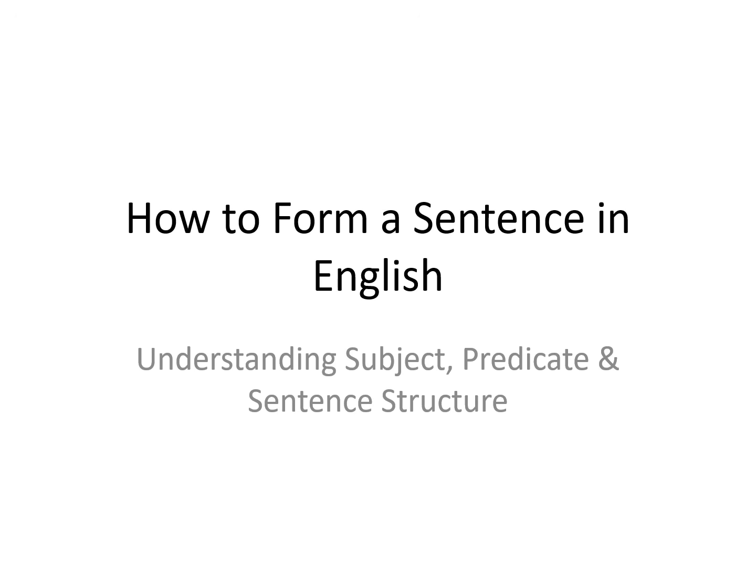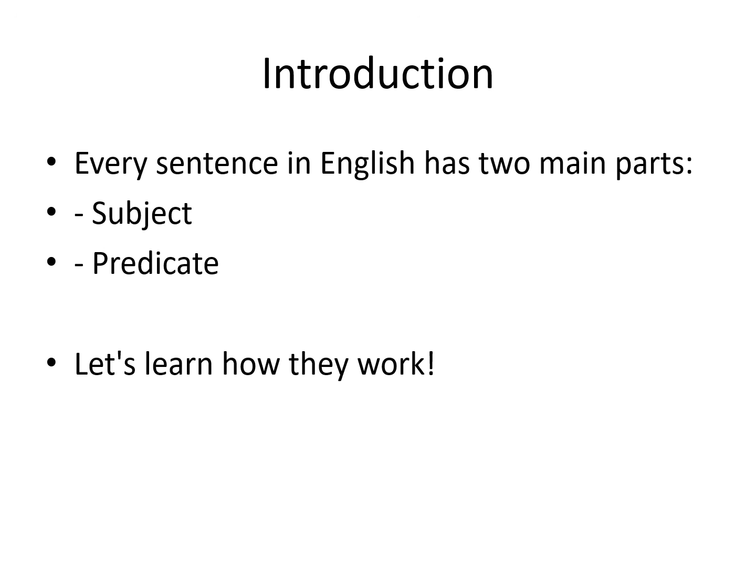So let's begin. Every sentence in English has two main parts, subject and predicate. Subject is the person, place, or thing we are talking about. That is, who or what the sentence is about. Predicate. The predicate tells something about the subject. It contains the verb and gives more details.